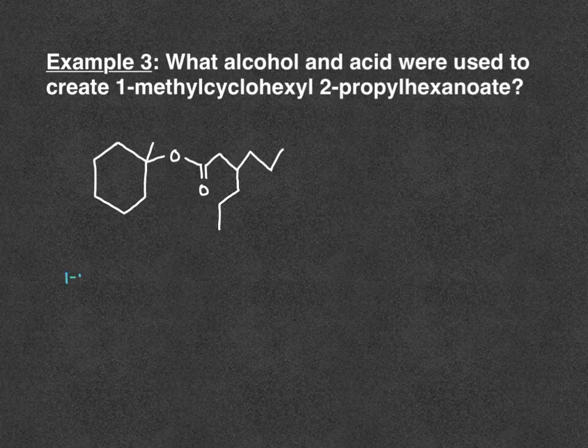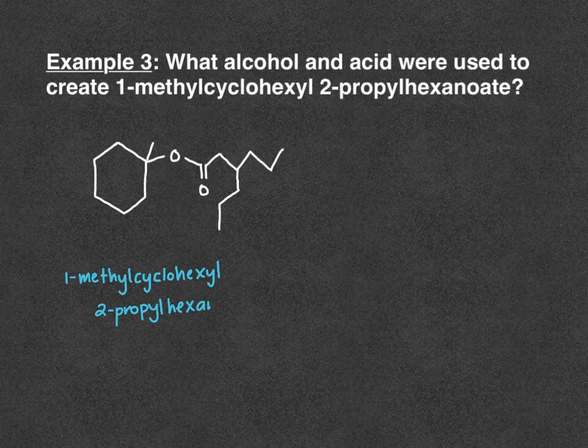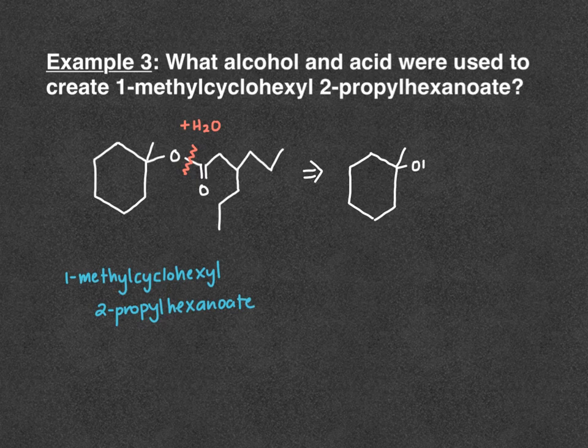This is 1-methylcyclohexyl 3-propyl hexanoate. So in order to go backwards, we're going to break this ester link here. And we're going to do that by adding water. So when we add water, our alcohol will go back to being an alcohol, and our acid, so we'll put an OH on here, will go back to being an acid.